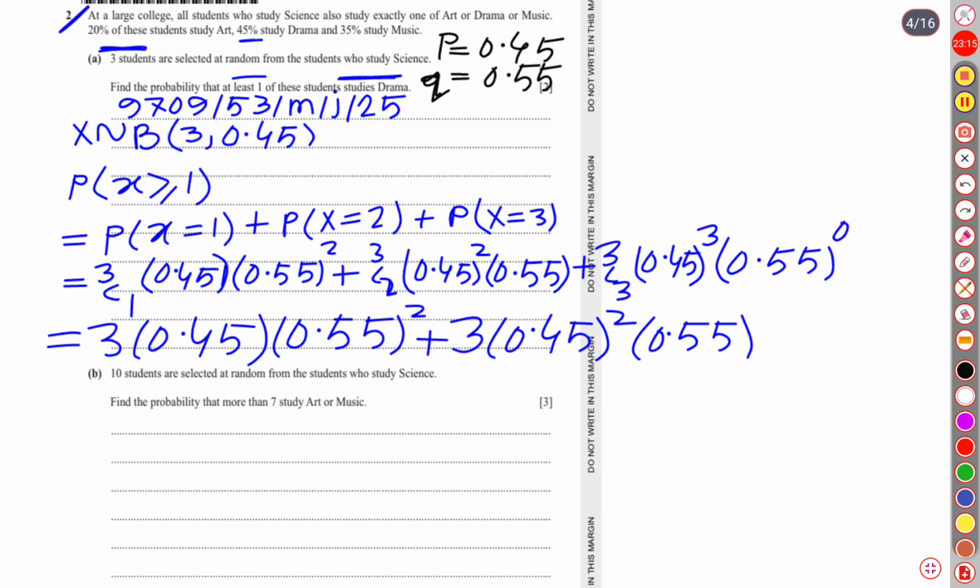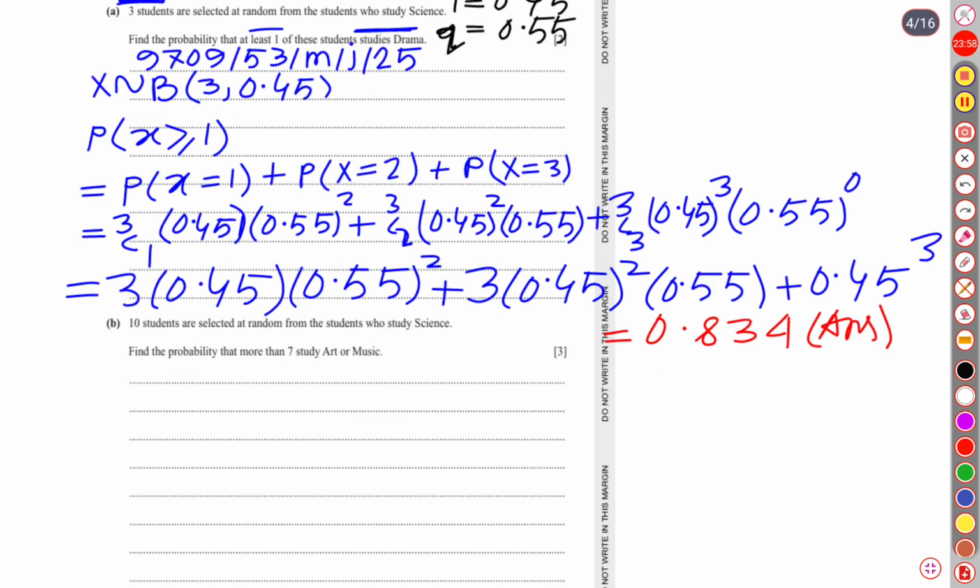Then from 3 people, if we choose all 3 people, there is only one way to choose, and 0.55 raised to 0 is also 1. That means finally it is going to be 0.45 raised to 3. So finally our probability, if we use our calculator, is just 0.834. 0.834 is our final answer for at least one student who studies drama.